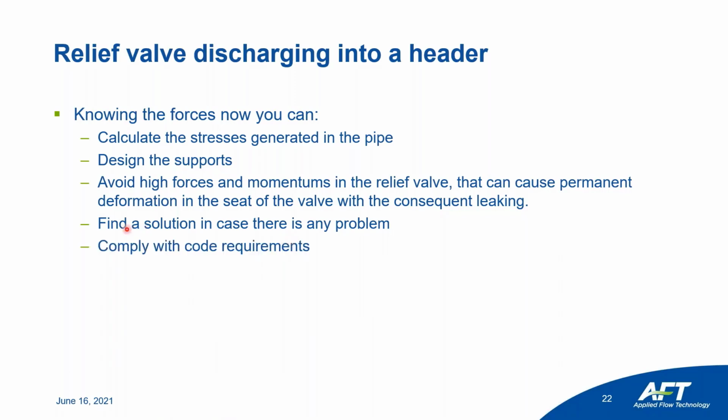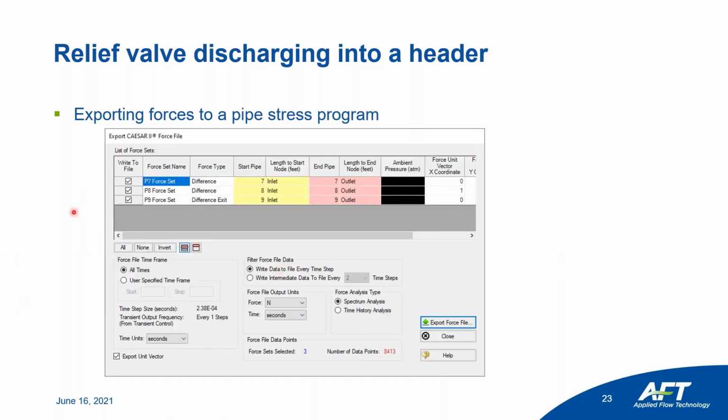And also, knowing the forces, you can comply with code. How do you comply with code? You can export the forces, after the magnitude of the forces, to a pipe stress program. And here we're exporting to Caesar. You can also export to AutoPipe as well. You can perform a spectrum analysis and time history analysis.